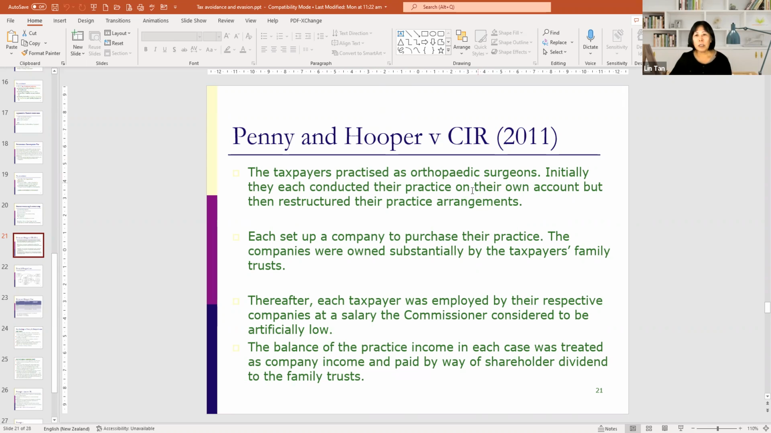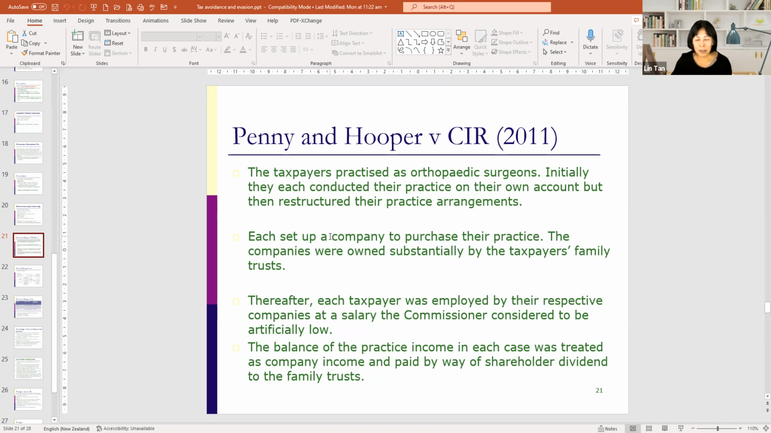So initially what they did was they were sole proprietors, right? They just run their practice on their own. And if they do that, that means that whatever income that they derive from their services will be taxed at their marginal tax rate. And obviously the income is really high, that they are at the top marginal tax rate. So they decided to restructure.